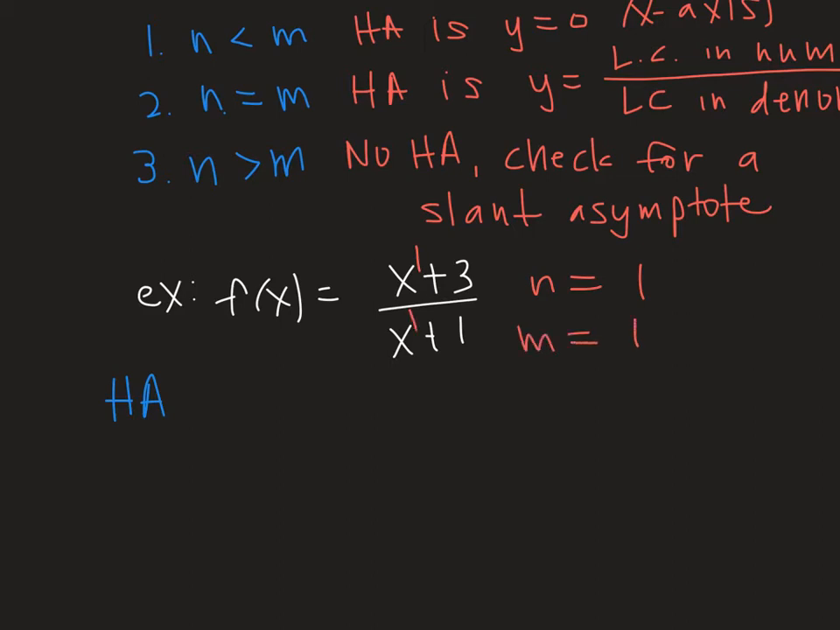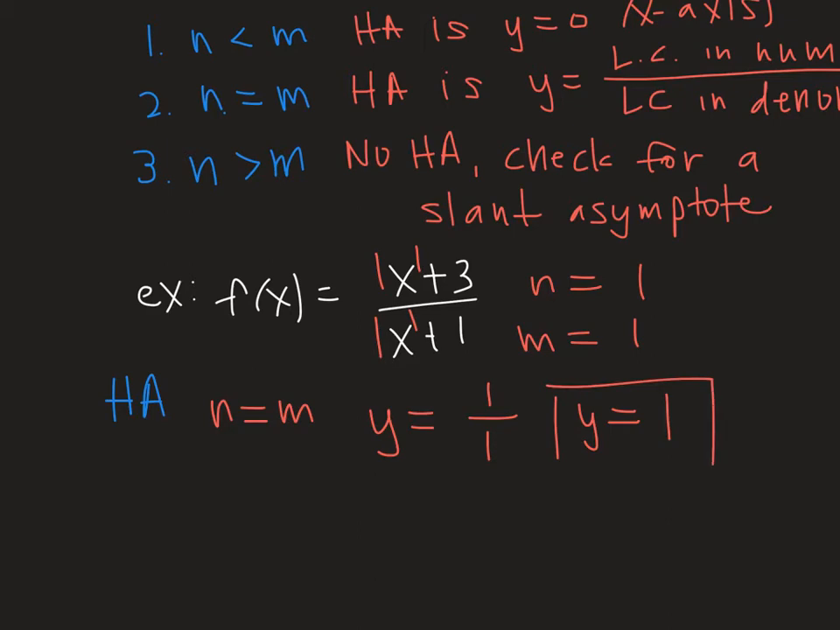Okay, so we have case number 2 where n is equal to m. That means that our horizontal asymptote is going to be the leading coefficient in the numerator, well, that is a 1, over the leading coefficient in the denominator, well, that is also a 1. So our horizontal asymptote is 1 over 1, or just 1.